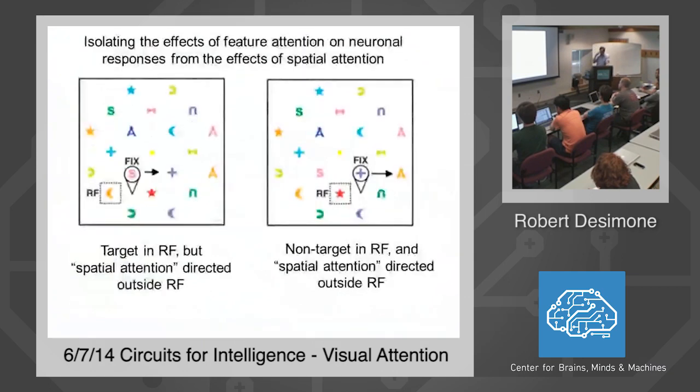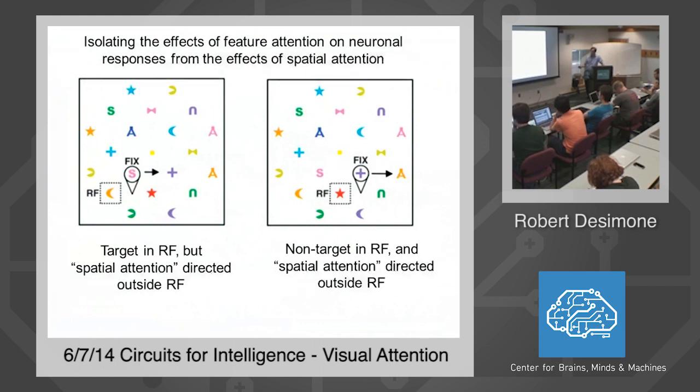Okay? Now, why is that a good experiment for separating spatial from feature attention? Well, for spatially directed attention, you can just look at, let's say, the response to a stimulus when the animal is making an eye movement to it versus making an eye movement someplace else. So that's easy. Attention before eye movement.